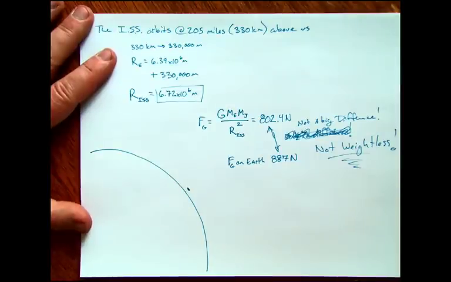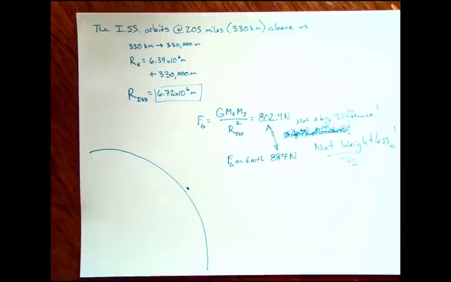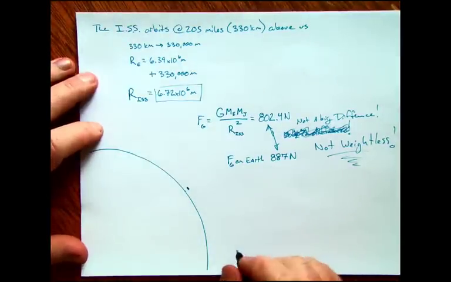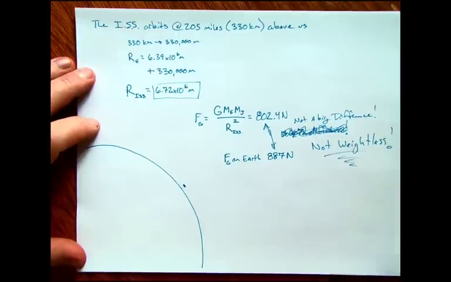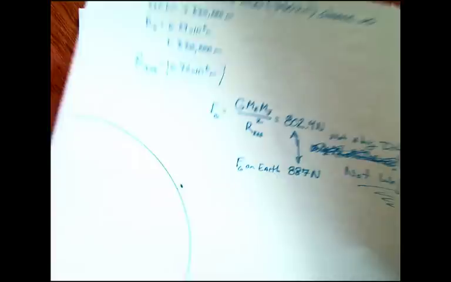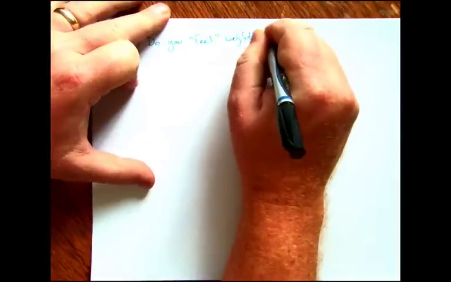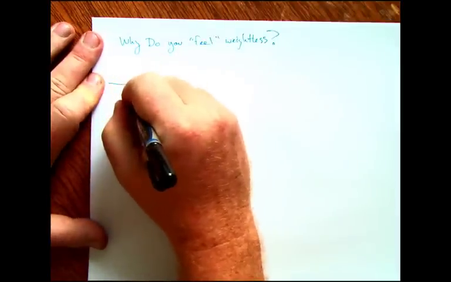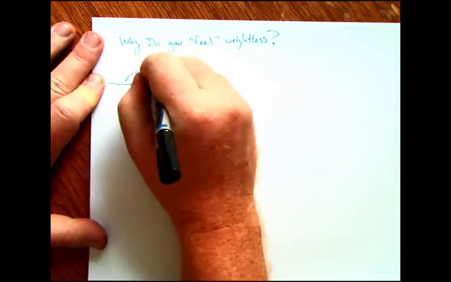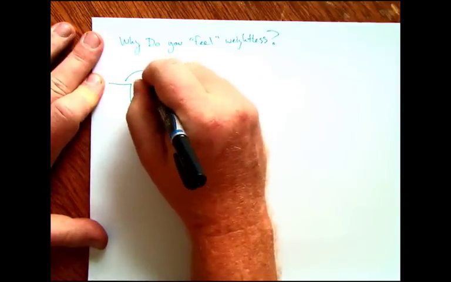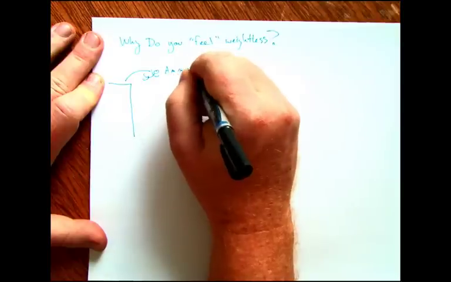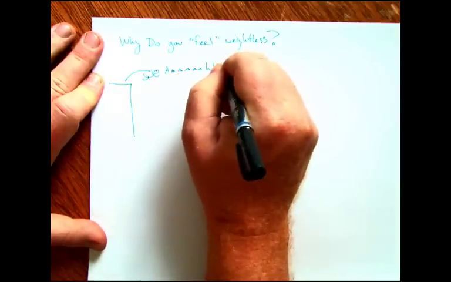So the question that comes up then is, why do you feel weightless? So you've seen the videos of people on the space station. They're definitely floating around, and it looks like they don't weigh anything. So why do you feel weightless? Well, let's look at that question. Well, you feel weightless for the exact same reason that if you jump off a roof, you're going to feel pretty weightless, okay? You're going to scream on your way down. You're not going to feel anything until you hit the ground.